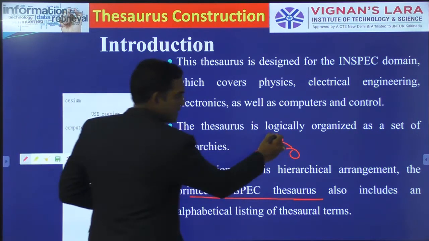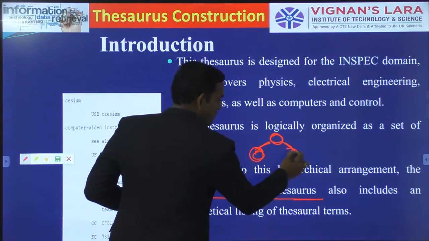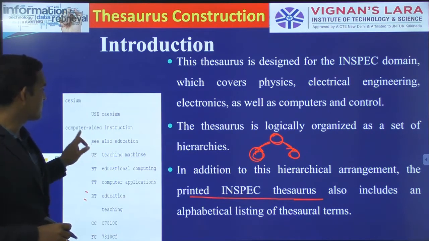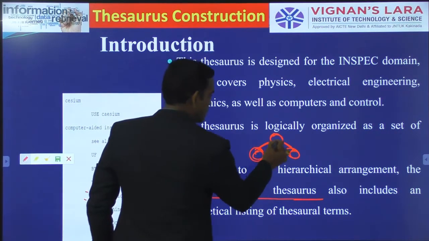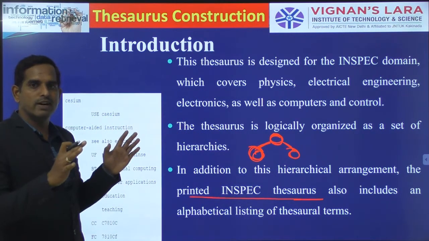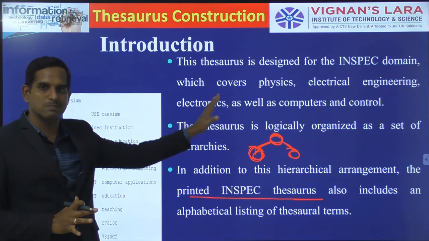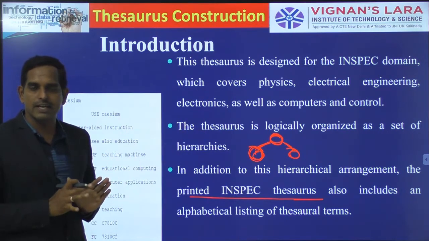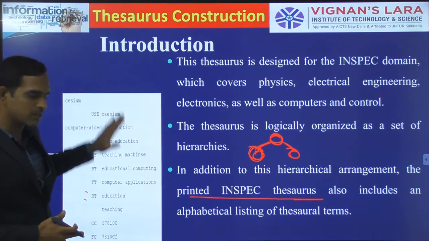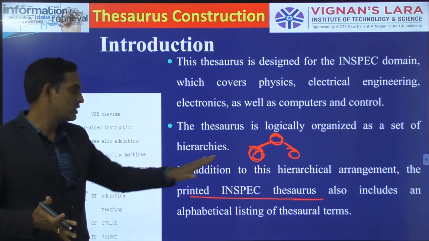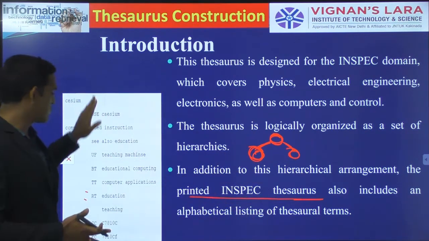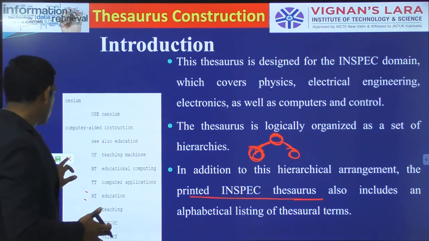This list is organized hierarchically based upon the relationship between terms. If your cesium word and computer aided instruction are related in some manner, they will be present in one hierarchy like this. All the words which are part of this Inspect Thesaurus will be organized in hierarchical fashion, but you have a printed statement like this for reference. We will look at this organization.